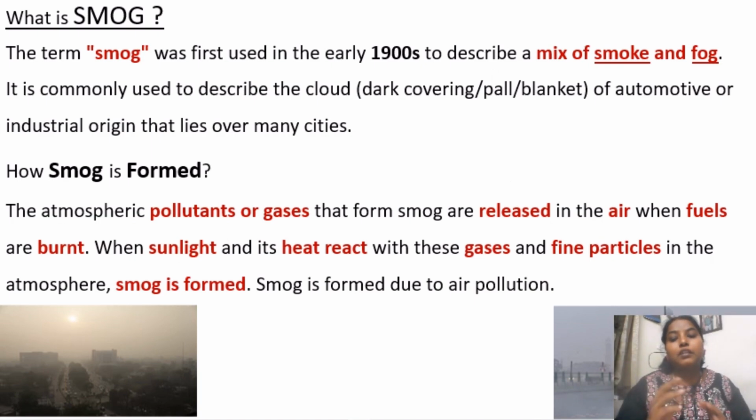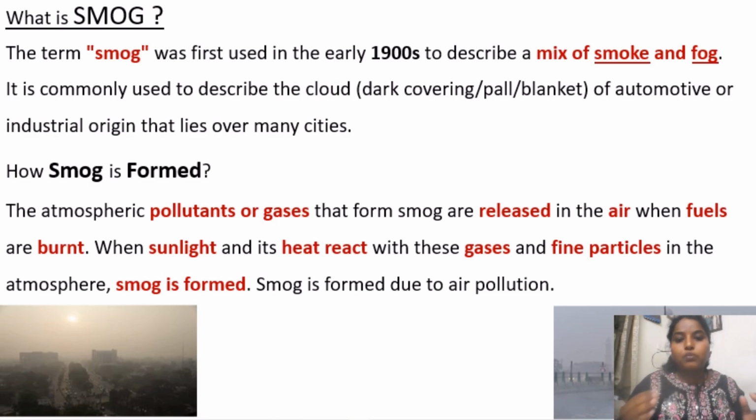Smog is a mix of smoke and fog, and this word was coined at the beginning of the 19th century. It is a word to describe a dark covering, a cloud, like a dark blanket, and it is mainly due to automotive or industrial origin. And where do you see this smog? It occurs mainly in the cities.